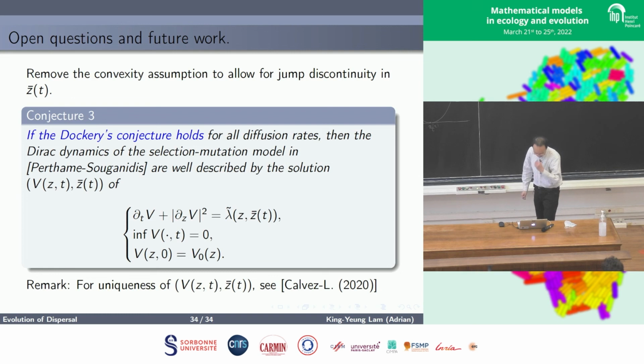So the conjecture is that the continuum problem, Perthame and Souganidis, and Dockery's conjecture, the discrete in trait problem, are related. What we can say is if Dockery's conjecture holds, then the mutation selection model in Perthame and Souganidis can be well described by this Hamilton-Jacobi equation. But if Dockery's problem is not true, then this may not be adequate. One may be stuck in some regime where there is more than one phenotype in non-equilibrium dynamics. With that, I want to thank you for your attention.